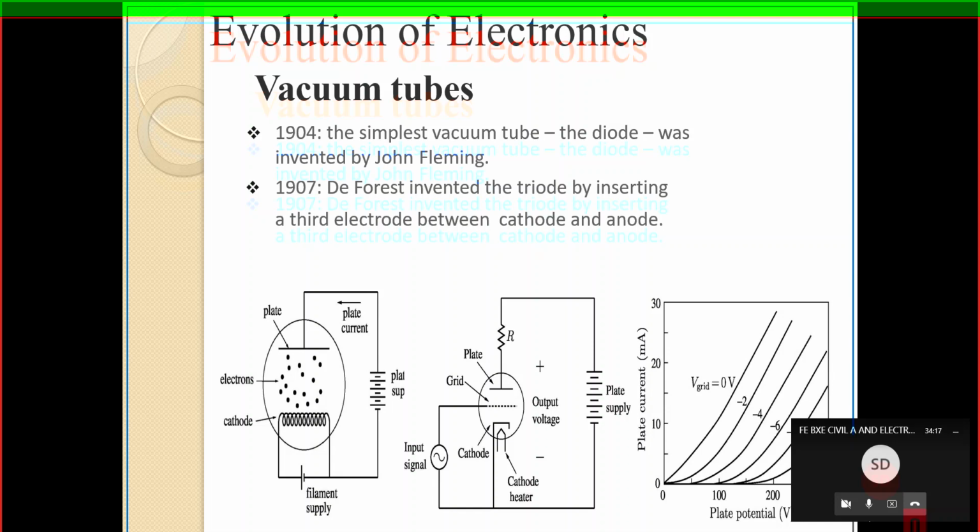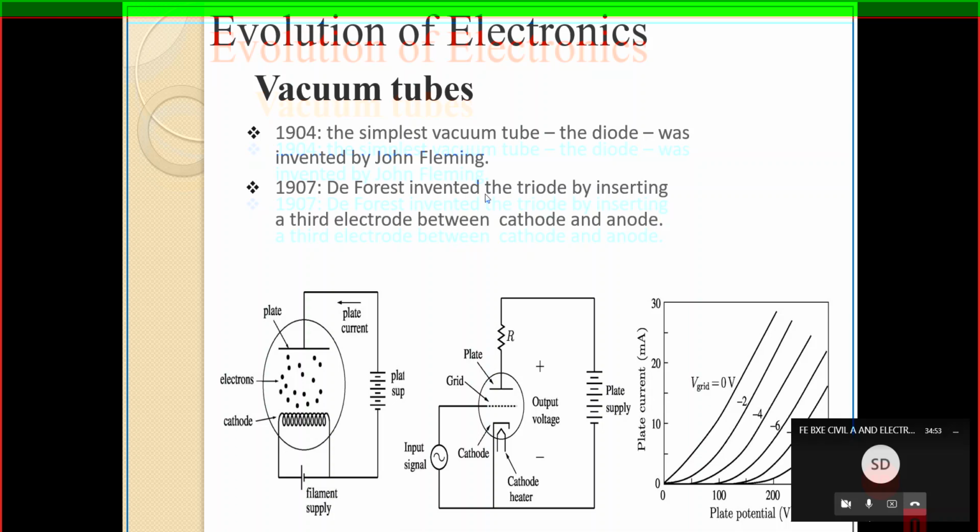In the year 1904, the simplest vacuum tube, the diode, was invented by John Fleming in Bell Laboratory. Then in 1907 Lee De Forest invented the triode. That is the diode and the triode.